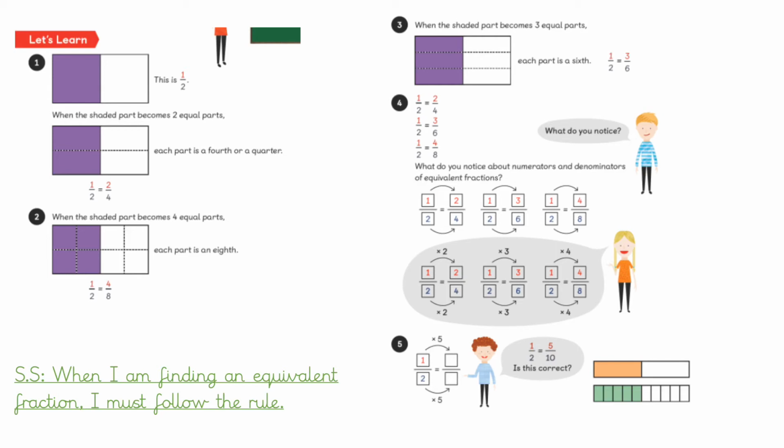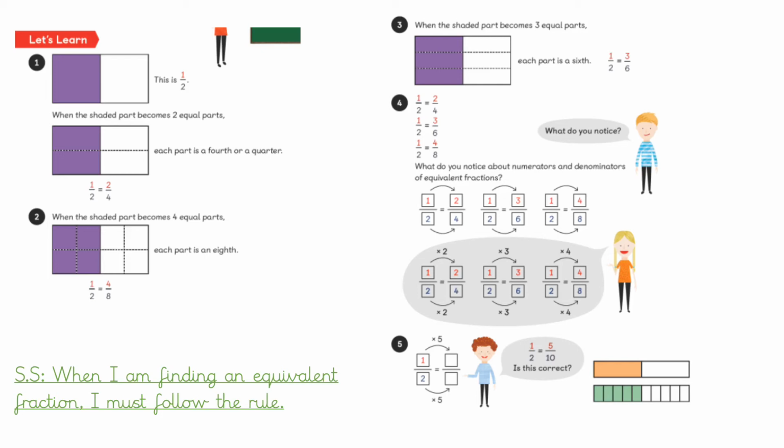Now let's have a look at 1/2 and 4/8. Look at the numerators 1 and 4 in those fractions. What have we had to do to the number 1 to get the answer 4? Correct, we've had to multiply it by 4. Now look at the denominator on those two fractions. That's the bottom number. What have we had to do to the number 2 to get the answer 8? Correct, yes, we've had to multiply it by 4.